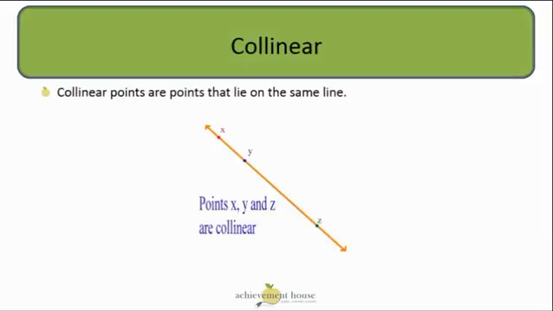So collinear points are basically just points that lie on the same line. Co means together and linear means line. So if points are together on the same line, then they are collinear. For example, points X, Y, and Z in the figure are collinear.